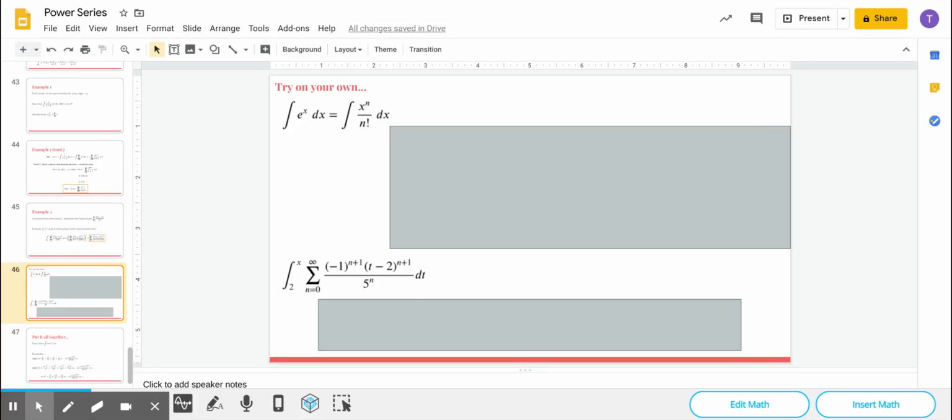The e to the x, I know that seems silly, because the integral of e to the x is e to the x, and we already have e to the x's power series. But there's a nice flow here with having to find c, because when you integrate x to the n over n factorial, you get x to the n plus 1 over n plus 1 factorial, which is not the same power series, but I know the integral of e to the x has to equal e to the x.